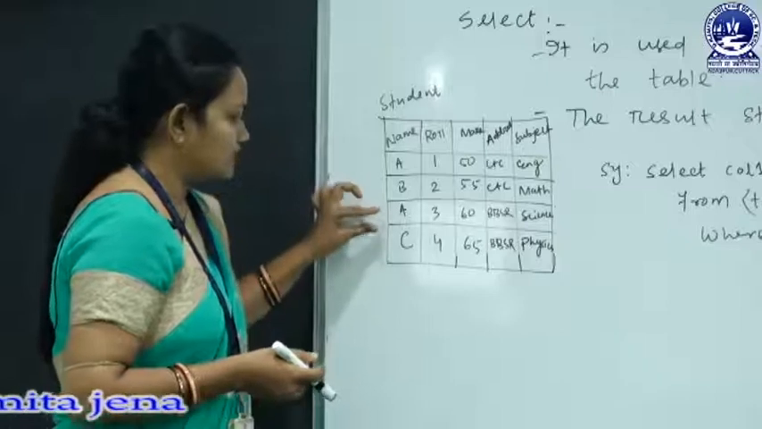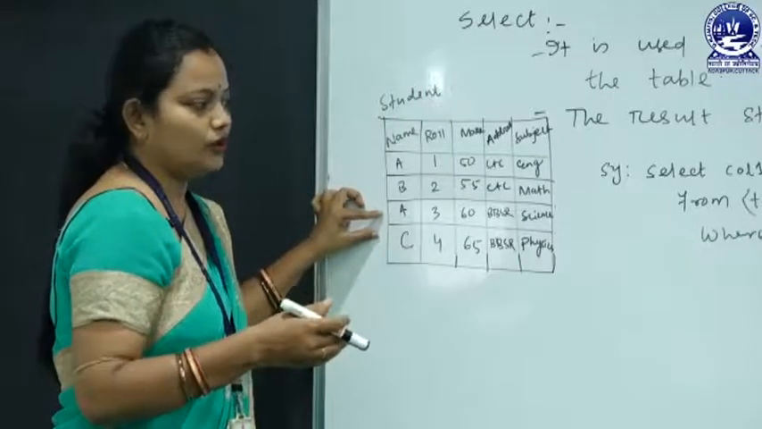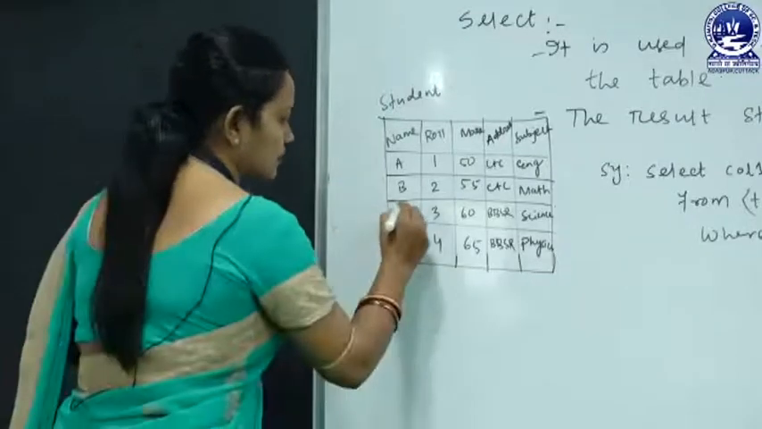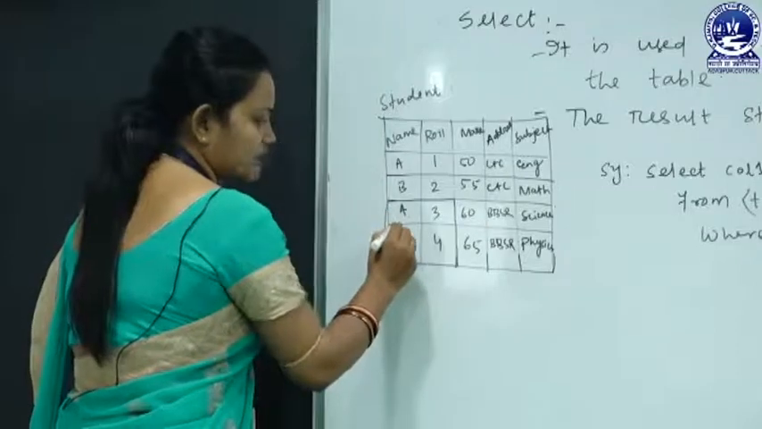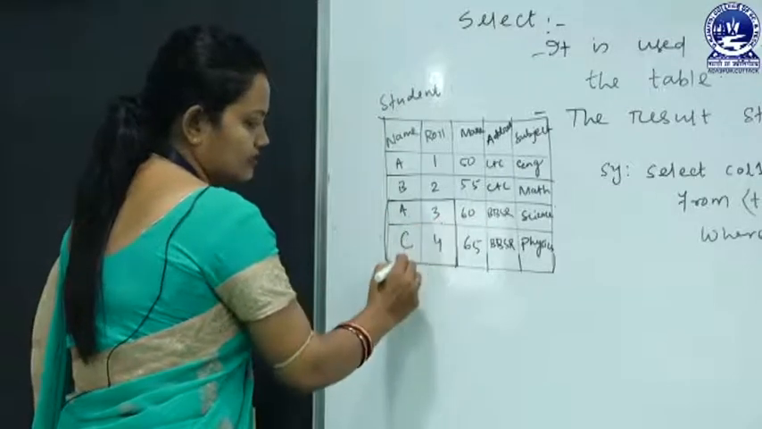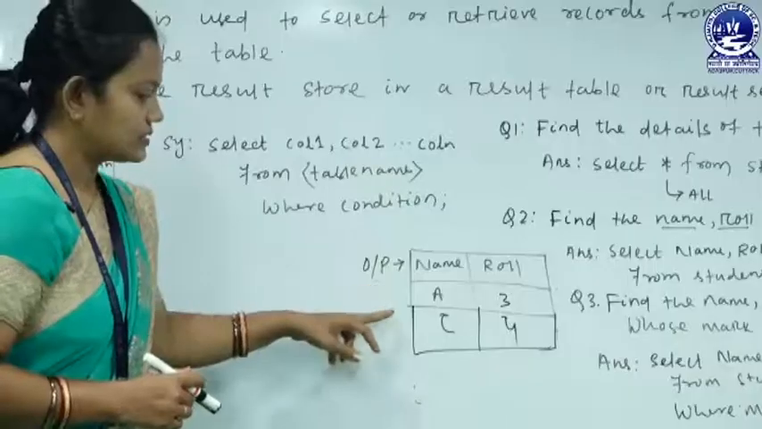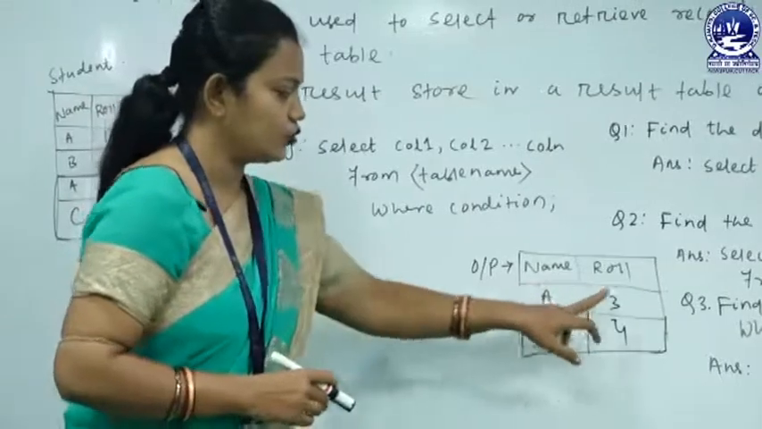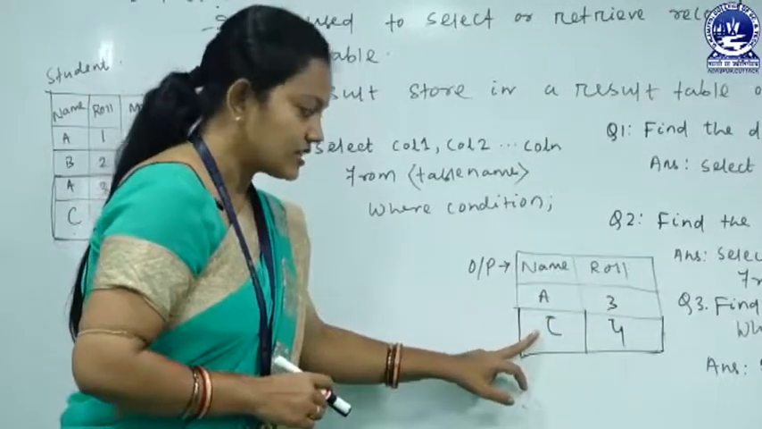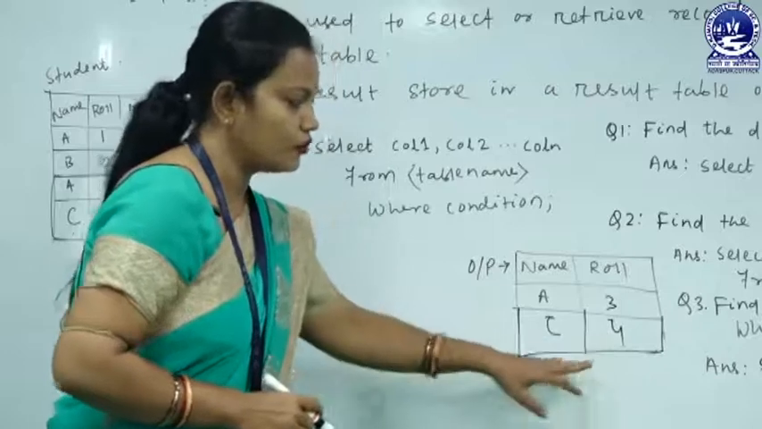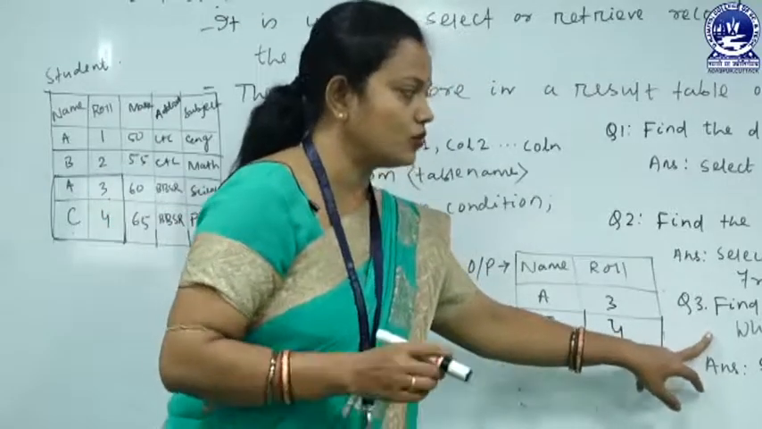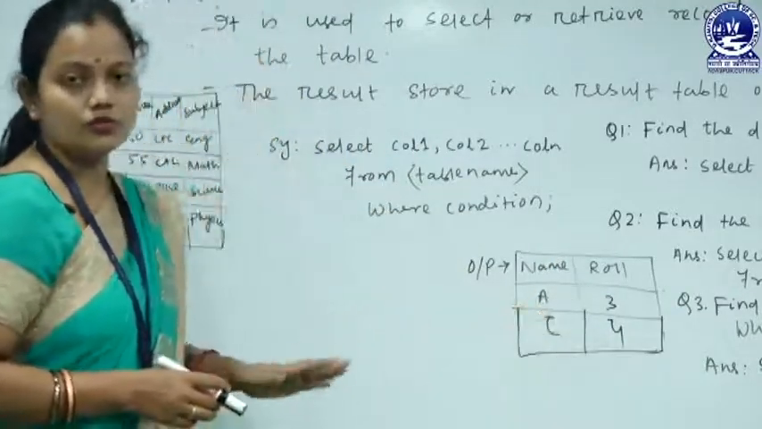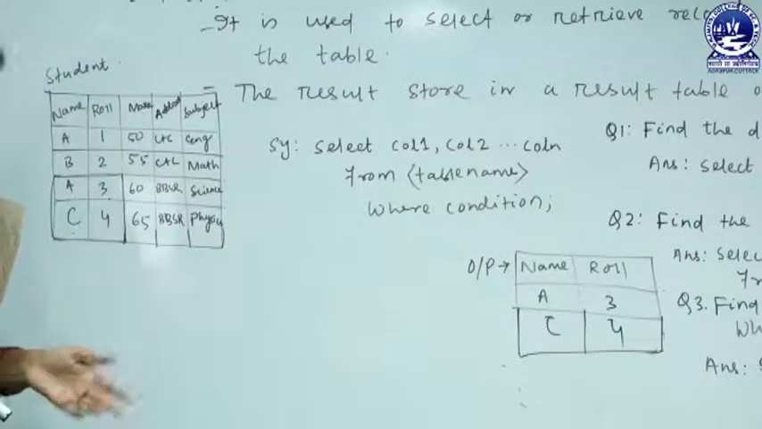So, now the result becomes these two tuples and we have to filter only the name and roll of those students, and the output becomes this one. Okay? That means name is A, roll is 3, name is C and roll is 4. This is the required output for this query, find the name and roll of the students whose mark is greater than 55.